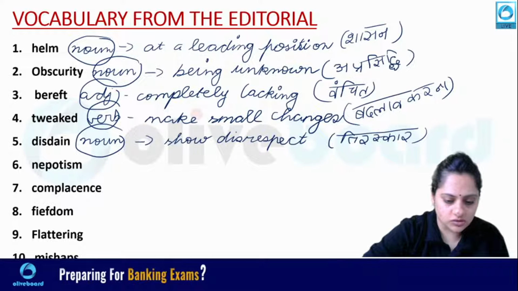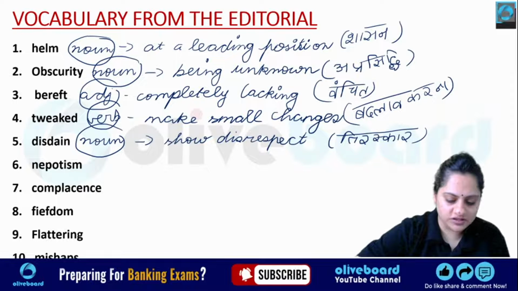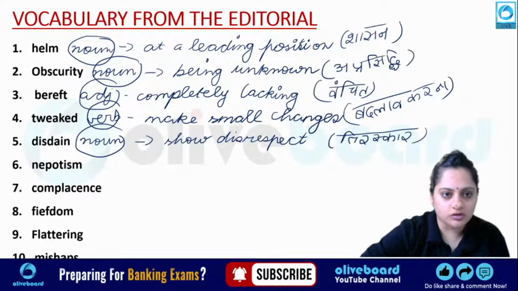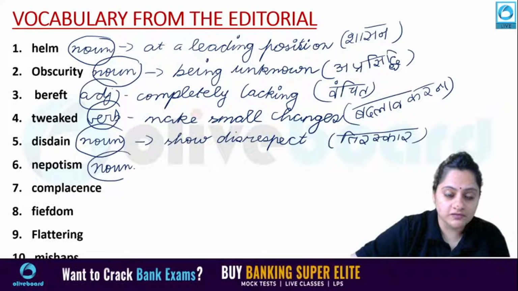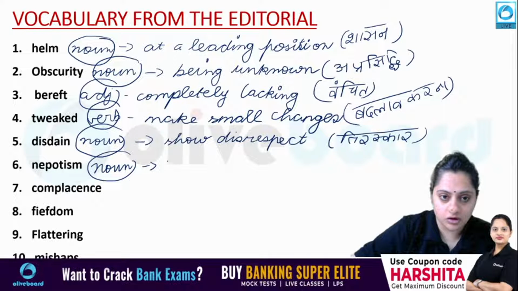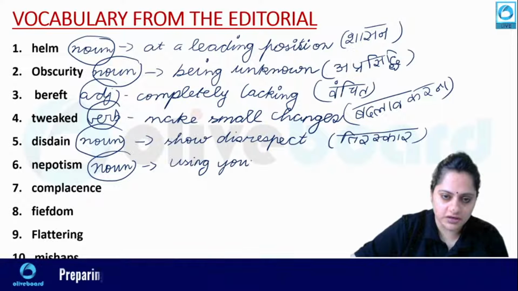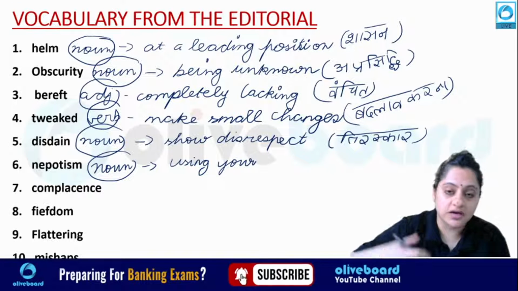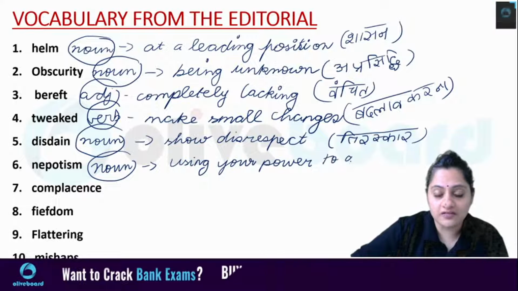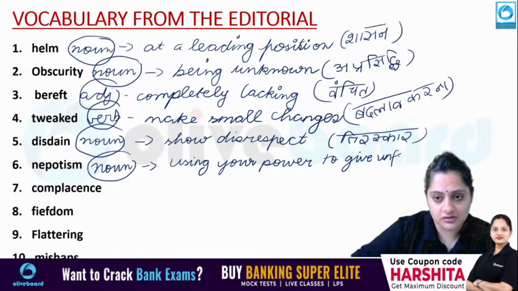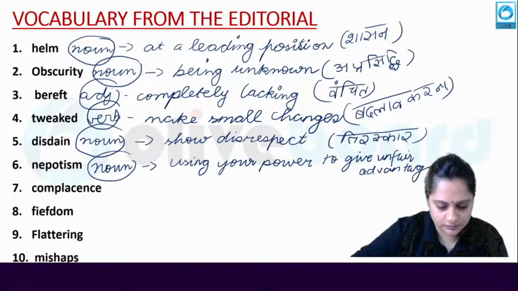Scorn, disrespect. Nepotism, the favorite word of Kangana Ranaut, you will all know. When you use your power, your influence, to favor your own family members, your friends. You are in a position where you can give a job. You have two candidates, one who has the skill and one who is your family member, and you give the job to your family member. It means you are using your power and influence to give unfair advantage to a person who is close to you. That is nepotism.